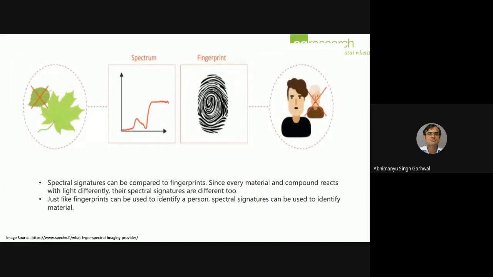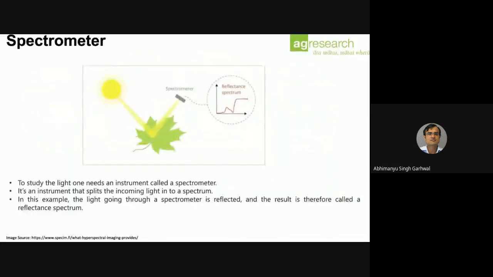Now, the spectral signature is like the fingerprint of a human being. It's unique to the material. If it is a plastic, it has a particular fingerprint, that means a particular spectral signature. In the same way, leaves have their definite spectral signatures. So a spectral signature can be considered equivalent to the fingerprint of a human being; it is unique to the material.